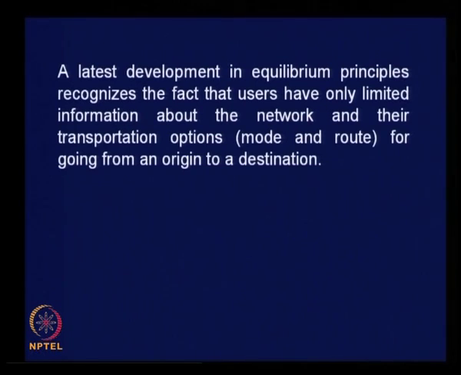A latest development in equilibrium principles recognizes the fact that users have only limited information about the network, and their transportation options, either mode or route, for going from an origin to a destination is based on the information they have. So when we talk about shortest route or minimum travel time, it is based on the assumption that every traveler is clear about the travel time implication along a particular path. In practice it may not be true.